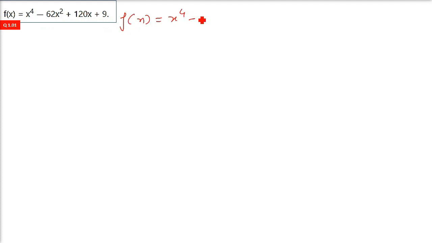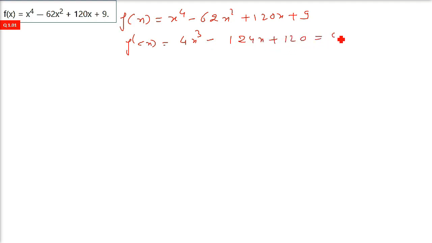f(x) is equal to x raised to 4 minus 62x square plus 120x plus 9. Next one is the differentiation. So I'm differentiating it: 4x cube minus 62 into 2 is 124x plus 120. This is a normal differentiation. We'll take 4 common: x cube minus 31x plus 30 is equal to 0. 4 cannot be 0, so this has to be 0.